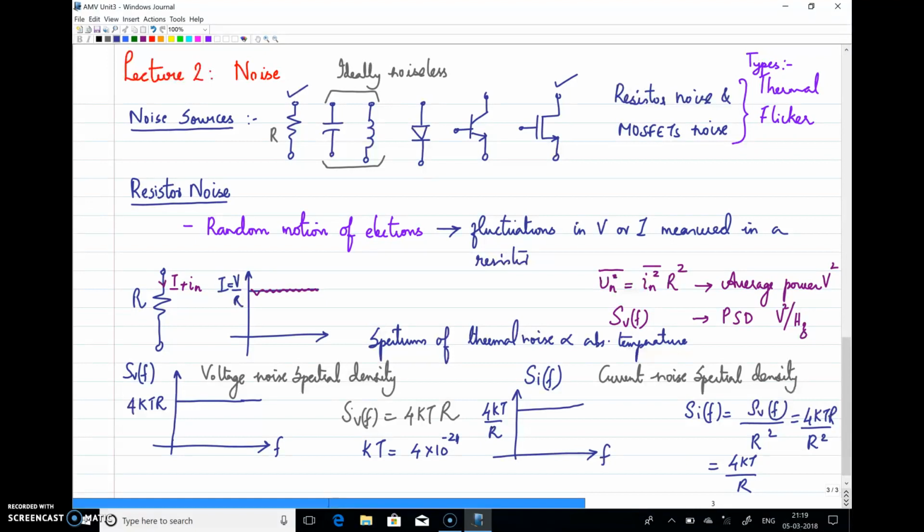So voltage noise spectral density is 4 kT R and current noise spectral density is 4 kT by R.